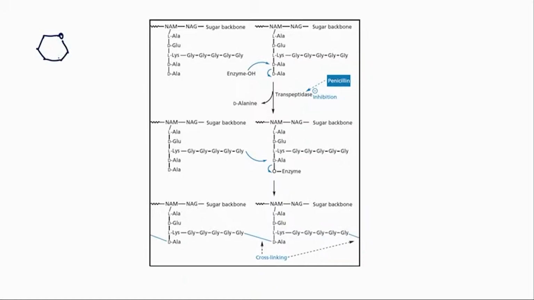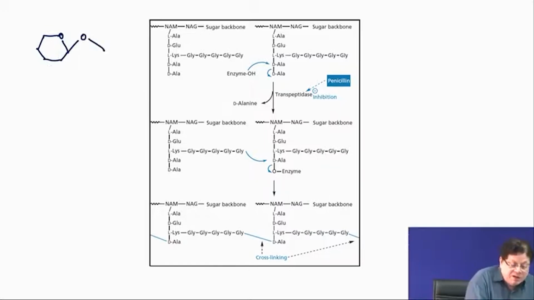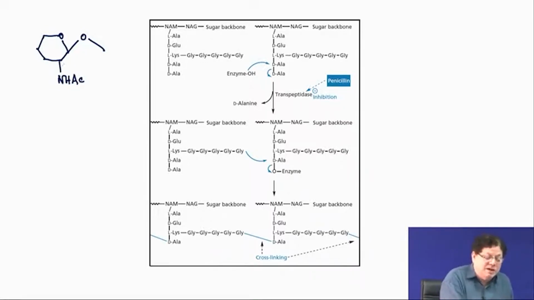Let me write the structure of the sugar. So, this is the glycoside linkage. This is glucosamine. N-acetyl glucosamine means NH. Glucosamine means glucose, only the 2-hydroxy is replaced by an amine which is acetylated.